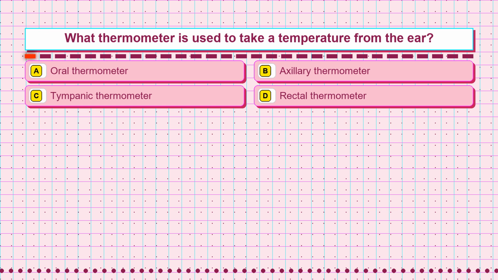Question 95. What thermometer is used to take a temperature from the ear? Option A. Oral thermometer. Option B. Axillary thermometer. Option C. Tympanic thermometer. Option D. Rectal thermometer.